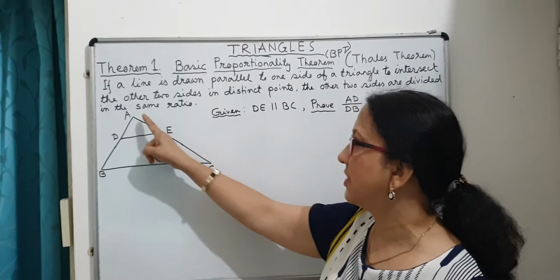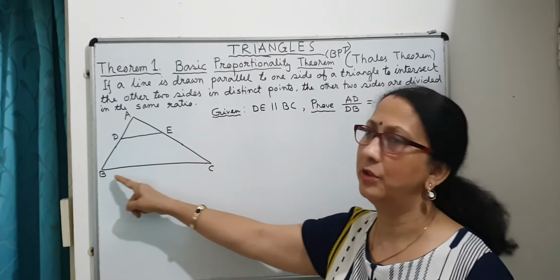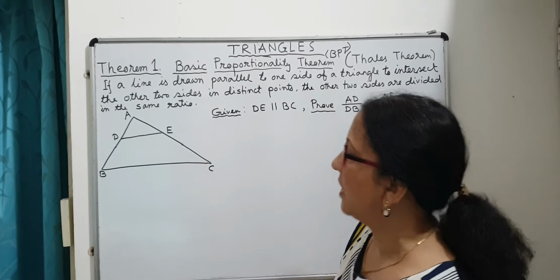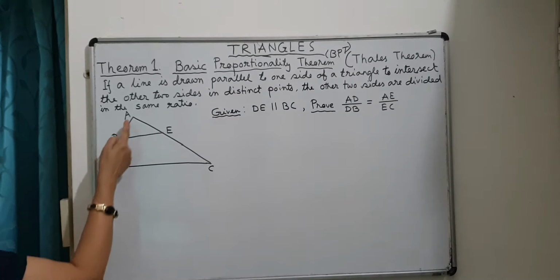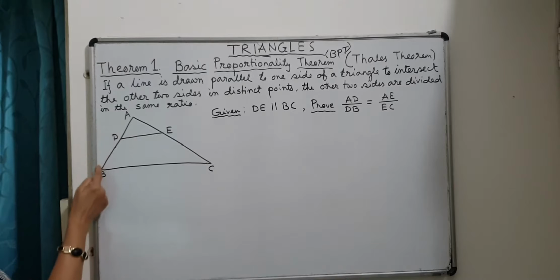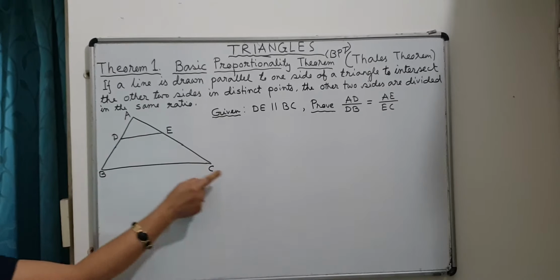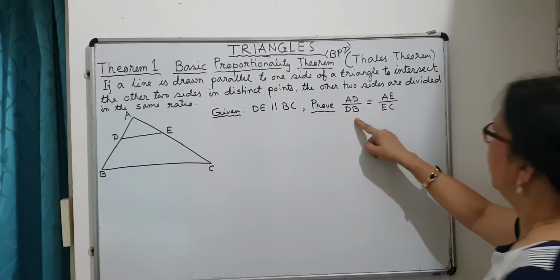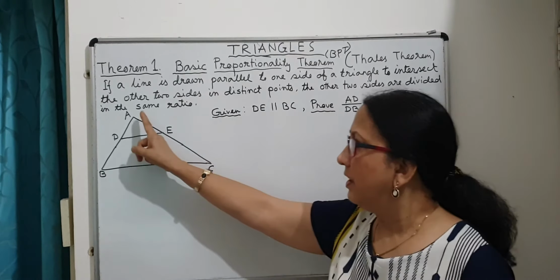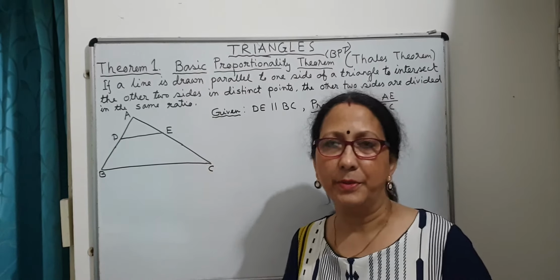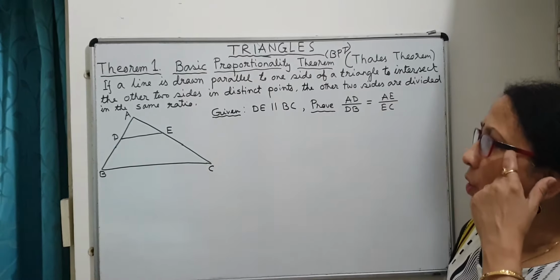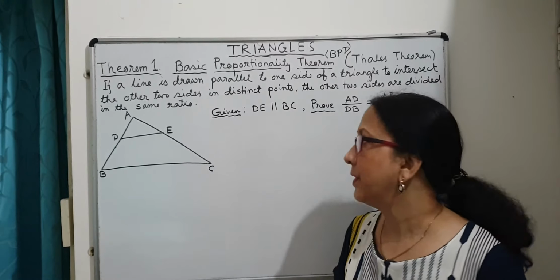Then what will happen? The theorem states that the other two sides are divided in the same ratio. That is, these two sides are divided by this line parallel to the third side in the same ratio. That means AD by DB will be same as AE by EC, that I have written. AD by DB is AE by EC. So that is about the statement of the theorem. So let us prove this.